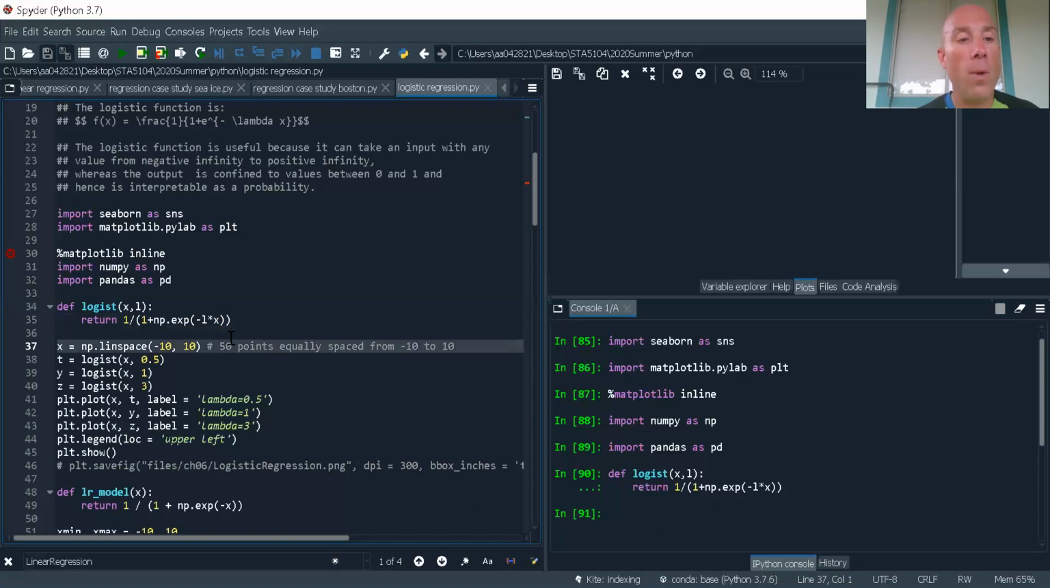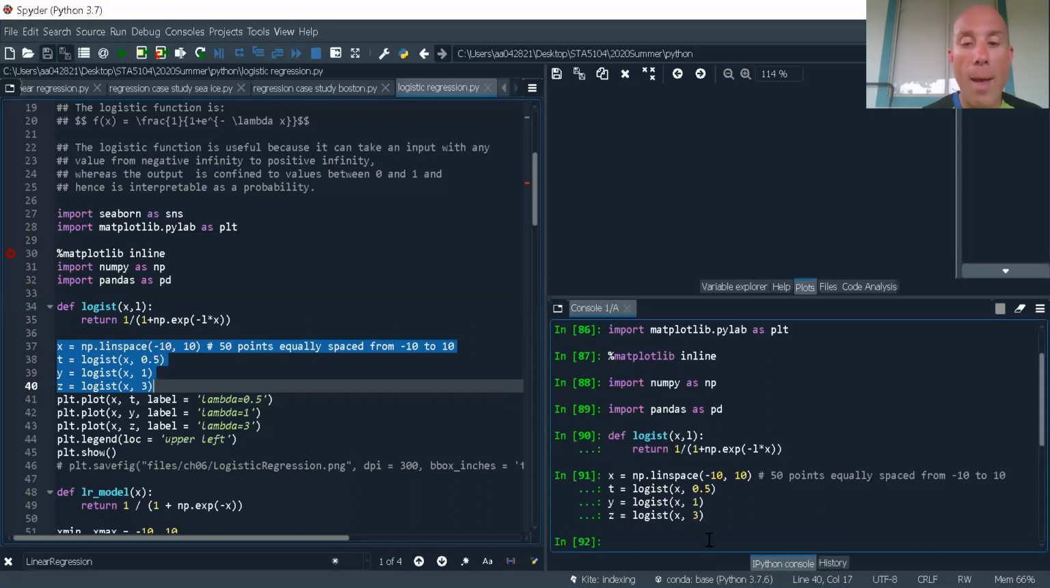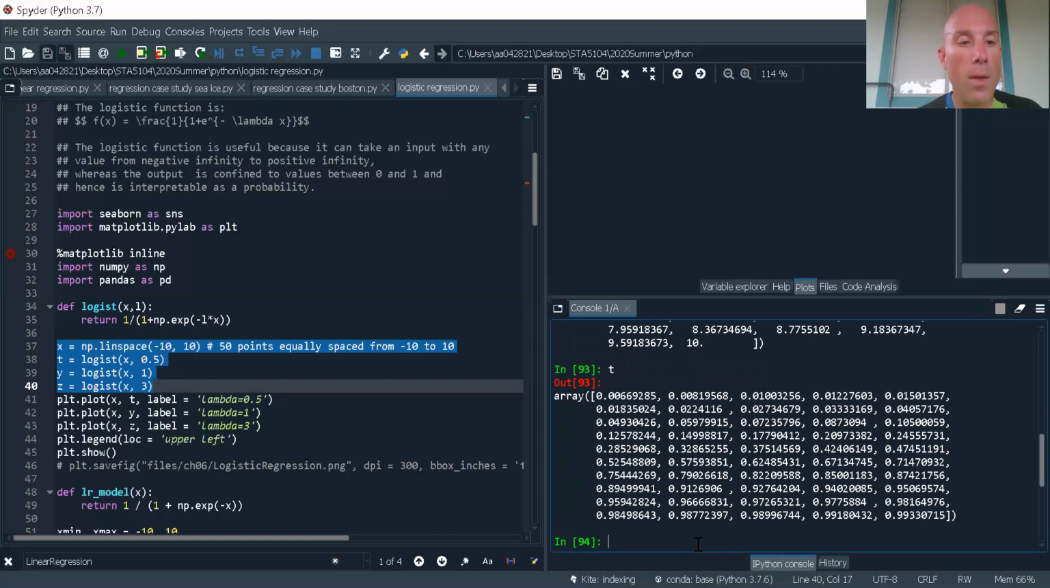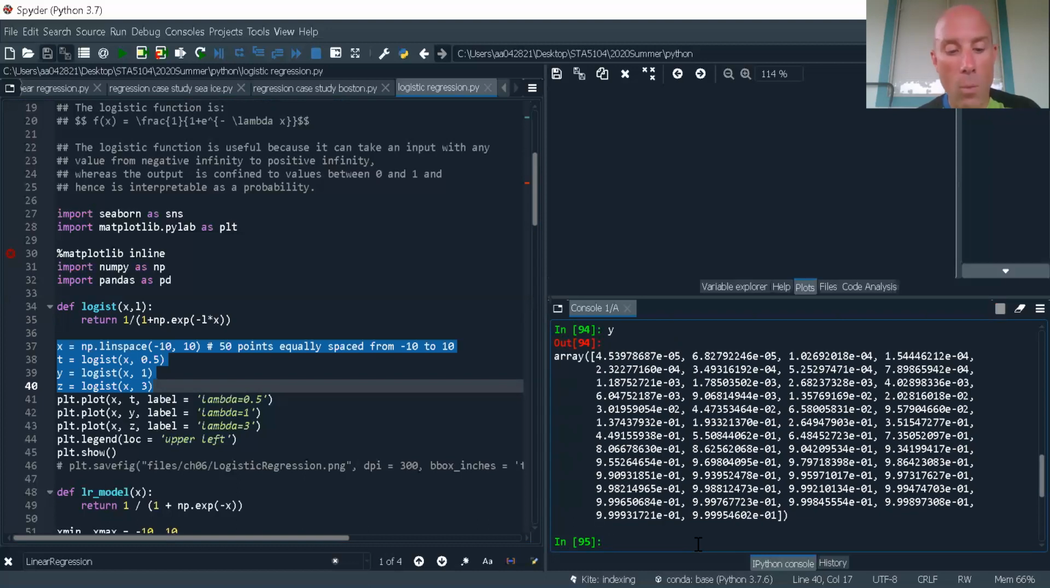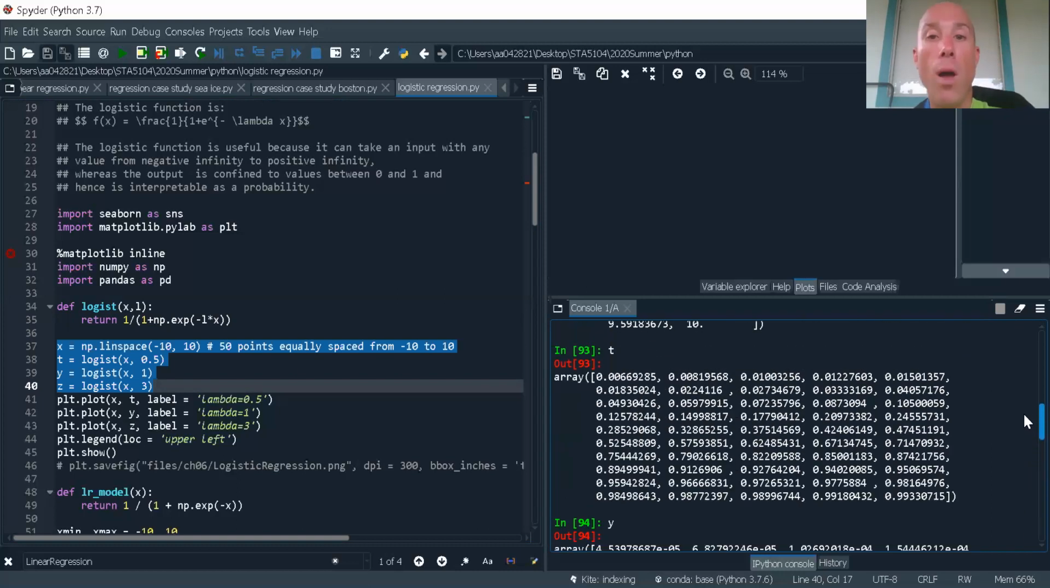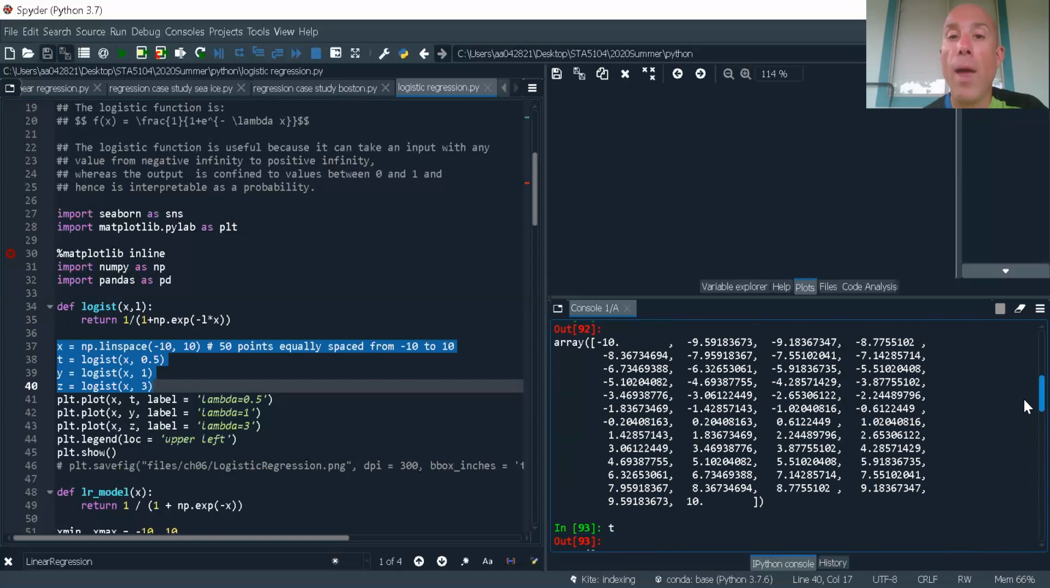Now I want to go ahead and make some plots. So here I'm going to create some x values, and then I'm going to take the t, the y, and the z. Let's take a look at what happens. So here's x. These are the x values I want to graph over. What's t? And then what's y? And what's z? One thing that you'll notice is that all of these could potentially be a probability. A probability is between 0 and 1. All of these numbers for t, y, and z are between 0 and 1.